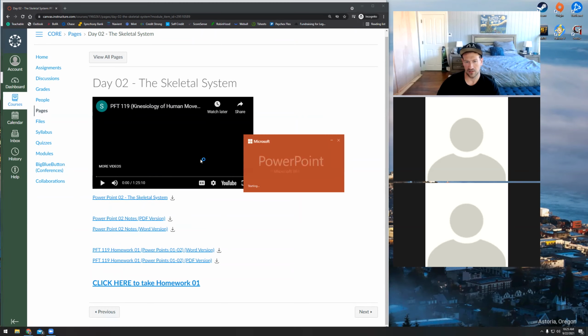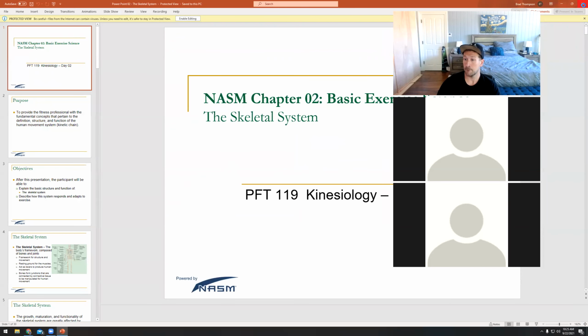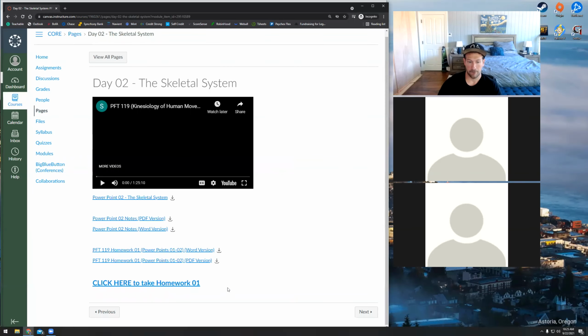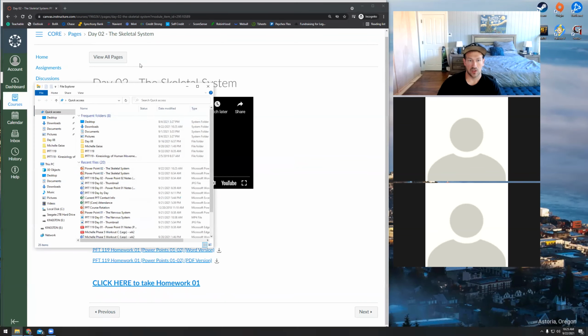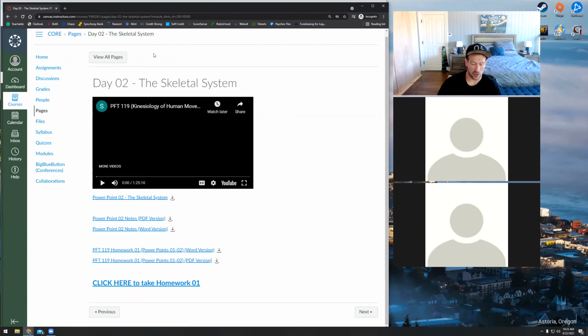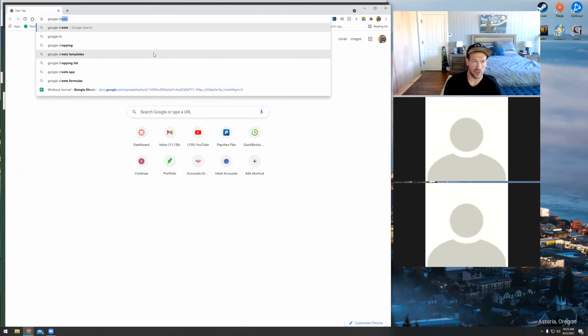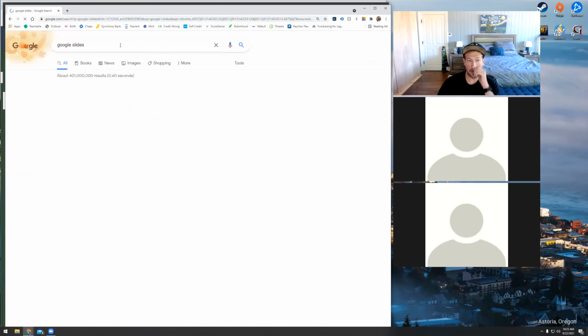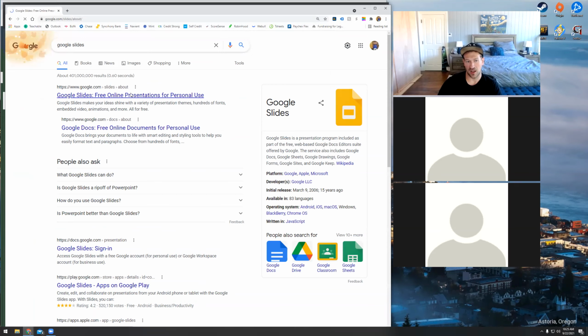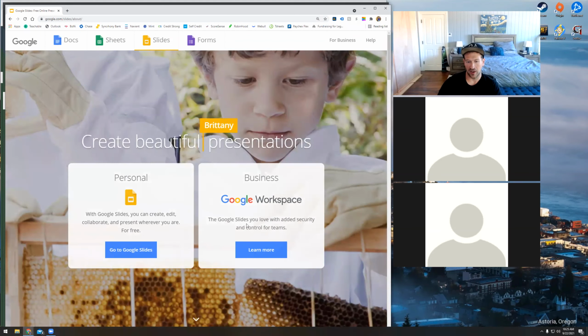I have a question about the PowerPoint. Let's say I don't have the apps to open that up. Is there any way I could have access to it from you guys or no? Totally. If you go to Google Slides, that's what it's called, go to Google Slides. This is totally free. You can do it with your Google account.